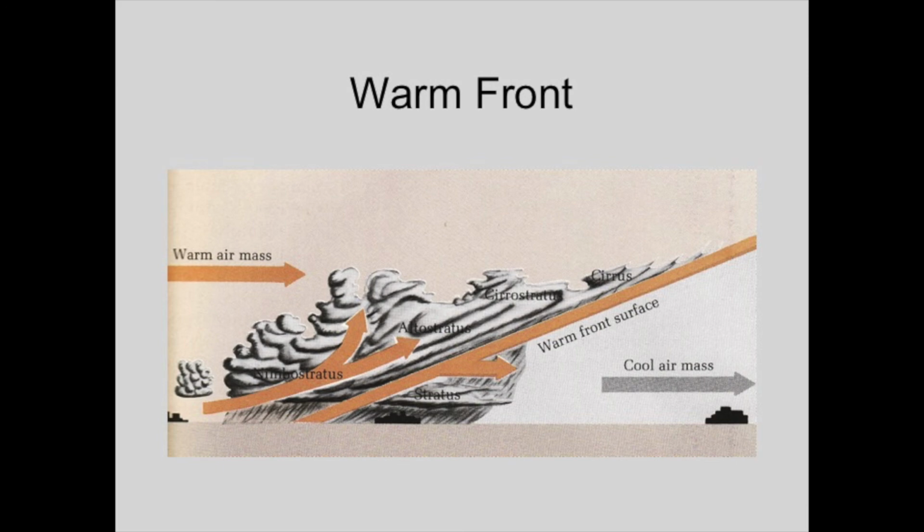Another kind of front that we see developing when we have this interaction between tropical and Arctic air environments on an annual cycle are warm fronts. A warm front is where we have warm air or warm air mass being the aggressor, invading a region held traditionally by a cold air mass over a long period of time.